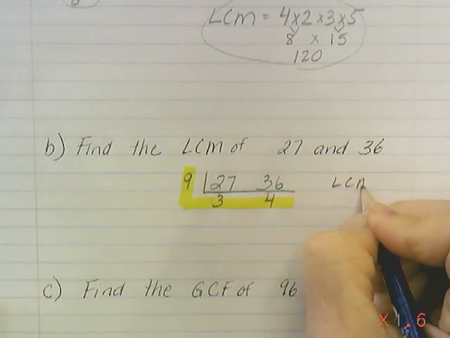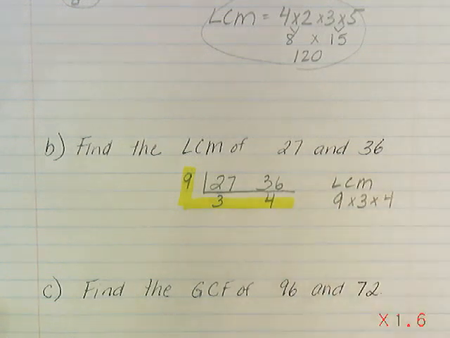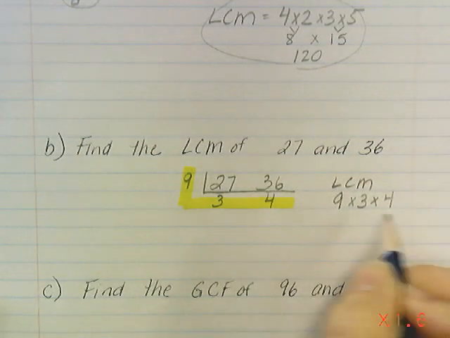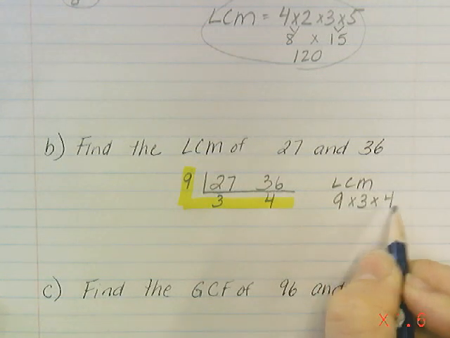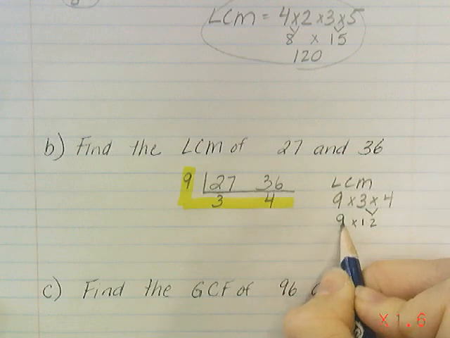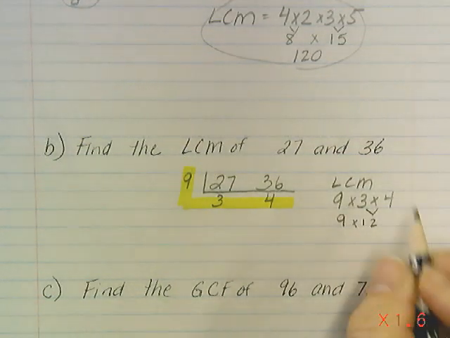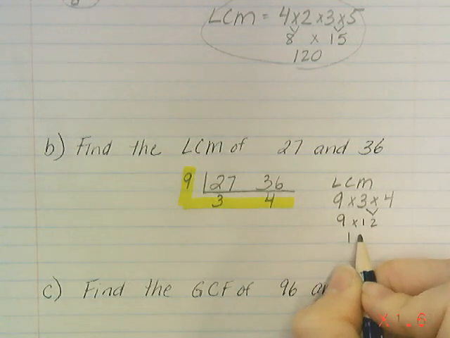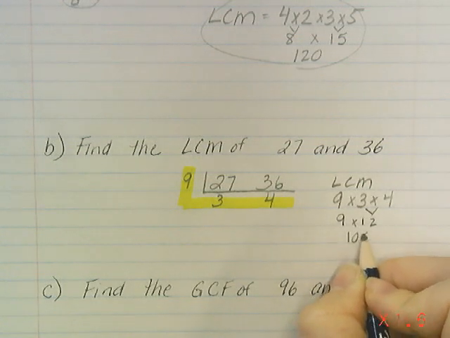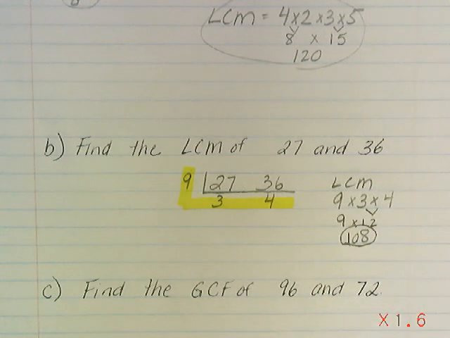So our LCM is 9 times 3 times 4. And in my head, I know it's going to be challenging to multiply 27 and 4, so I'm going to do instead 12 and 9. Remember, commutative property tells me I can multiply in any order. The product will be the same. So 9 times 12 is 108. So our least common multiple for 27 and 36 is 108.